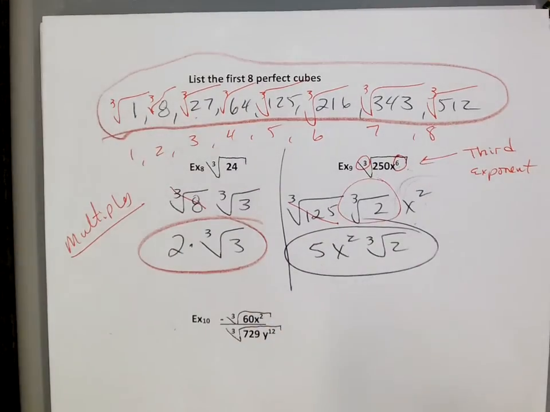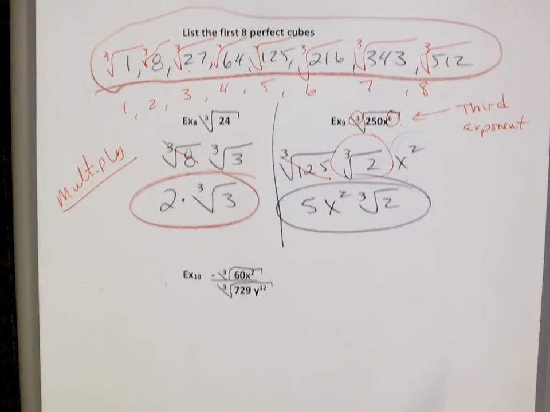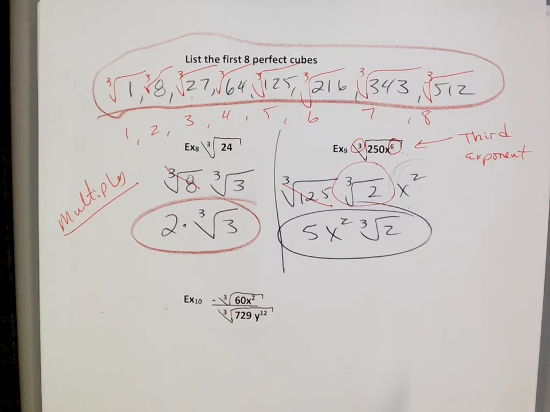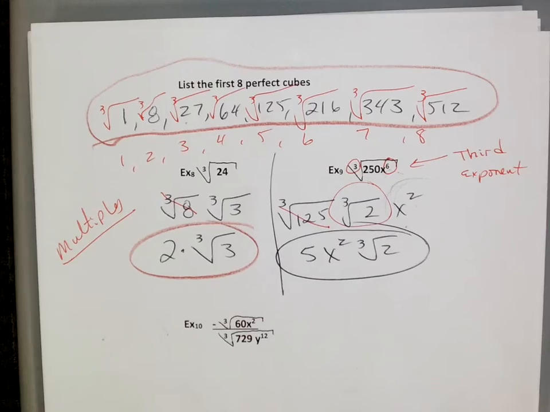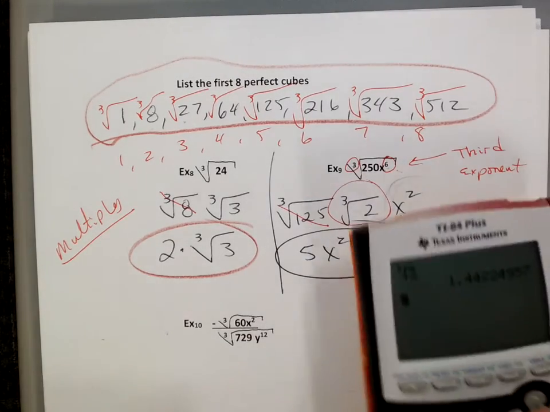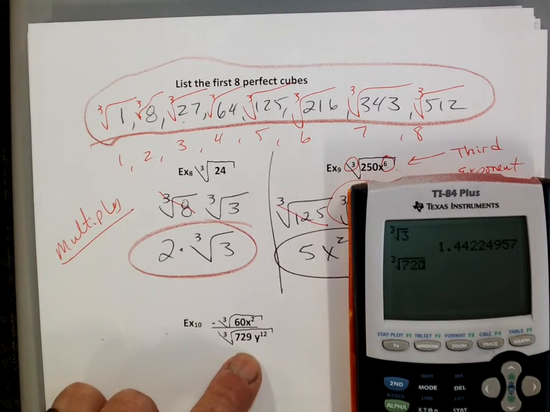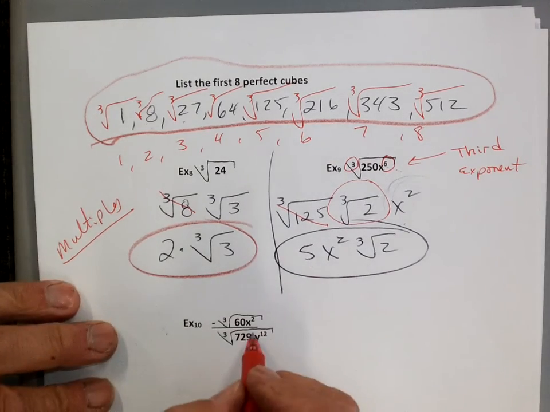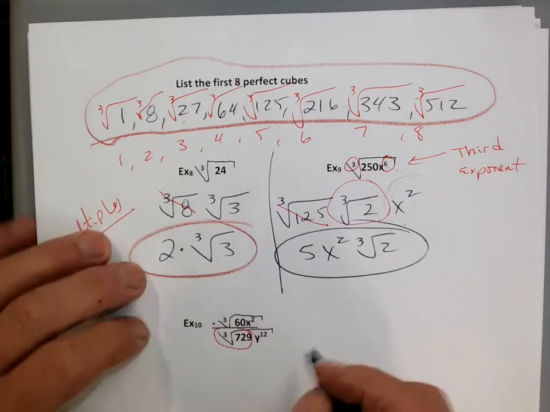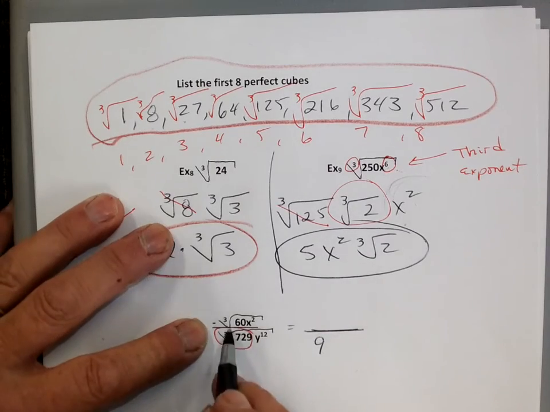Okay, there we go. All right, slide up. Example 10. Well, let's see. My goodness gracious, cube root of 60. Is it any of these numbers? I think 729 is a perfect cube. I don't think we went far enough, but if I use my calculator and go to cube root, I think it'll do it. 729, I think, is a perfect cube. Yeah, it's 9. So on the bottom, or denominator, I'm going to have a 9.